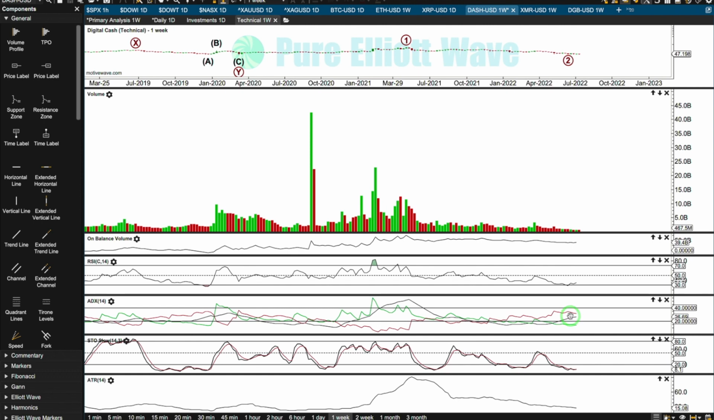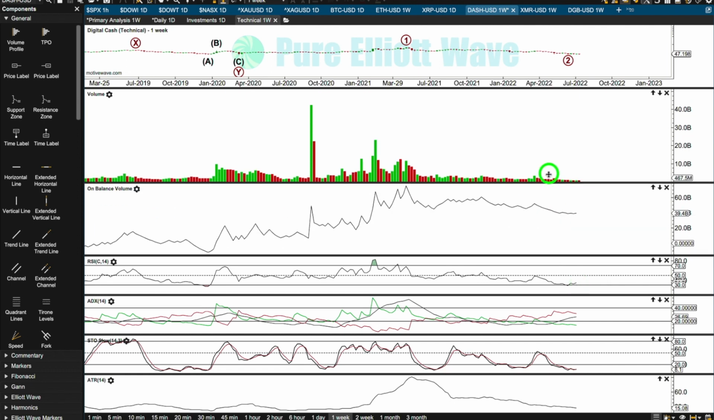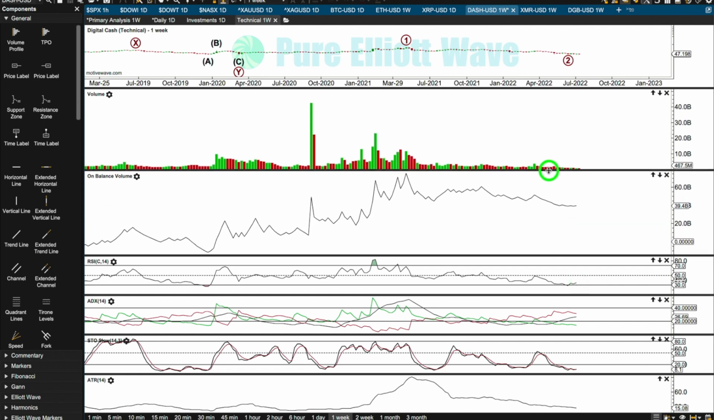ADX is still indicating a downward trend. Stochastics oversold. RSI back in neutral territory, but not by much. On balance volume, yeah, making lows with price here, from here. Okay, let's look at the daily chart level.